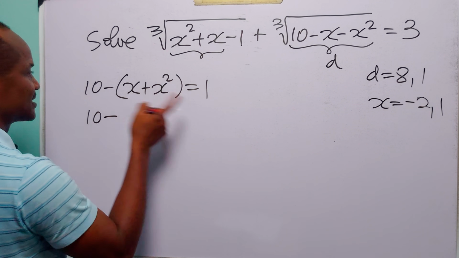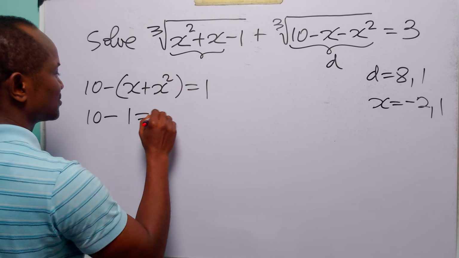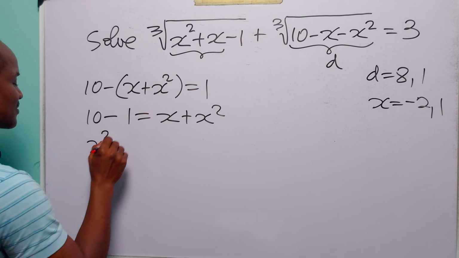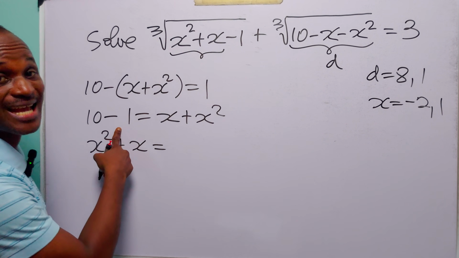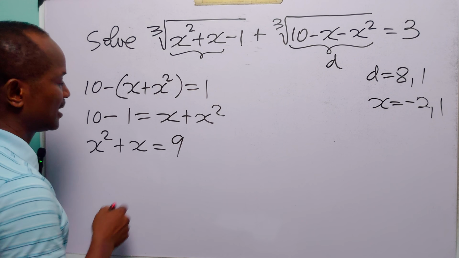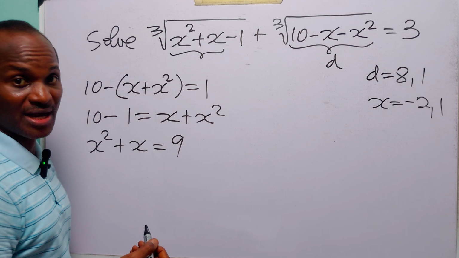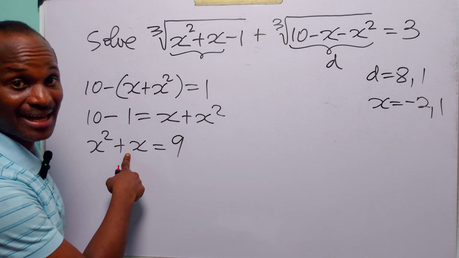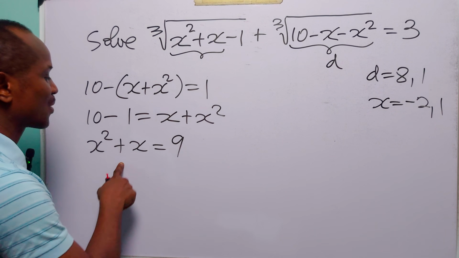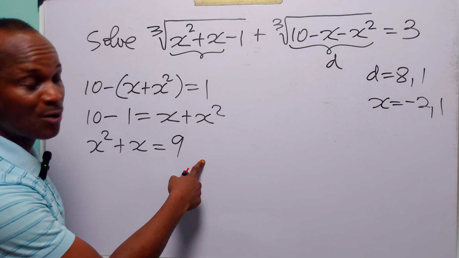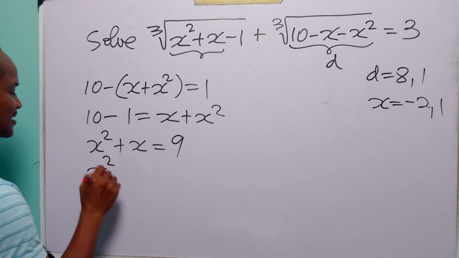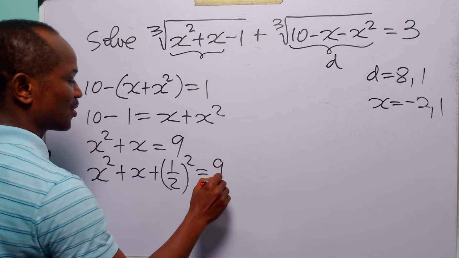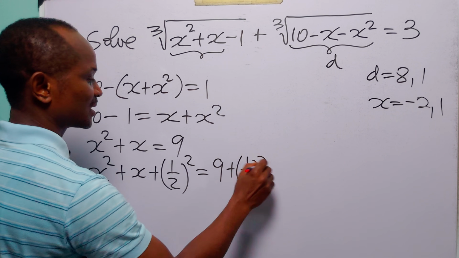Rearranging this equation, we have that 10 minus 1 is equal to x plus x squared. From here, we have that x squared plus x is equal to 10 minus 1, which is 9. Now we can solve this quadratic equation by completing the square. To do that, we divide the coefficient of x, which is 1, by 2. Square it and add to both sides of the equation. That is x squared plus x plus half squared is equal to 9 plus half squared.